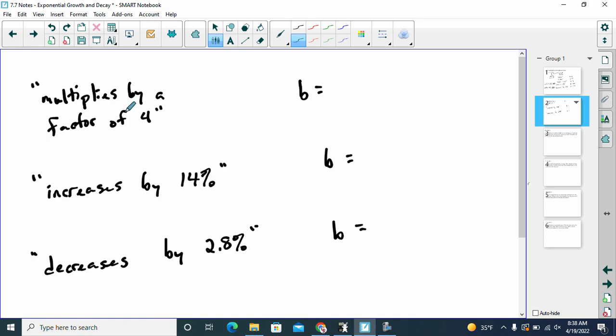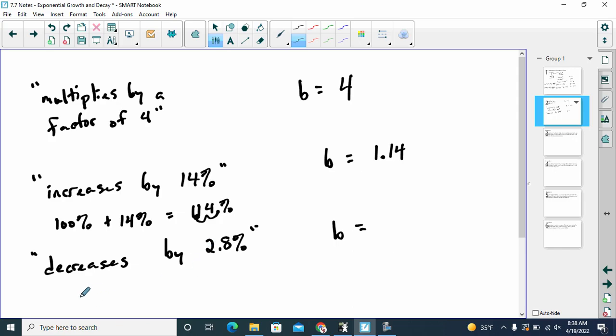If it multiplies by a factor of 4, as you would probably guess, b is equal to 4. We're multiplying by 4 over and over again. If it says increases by 14%, we start with 100%, we add on 14%, giving me 114%. And then we move the decimal point 2 places, 1, 2, it's right there, 1.14. b should be 1.14 in that case.